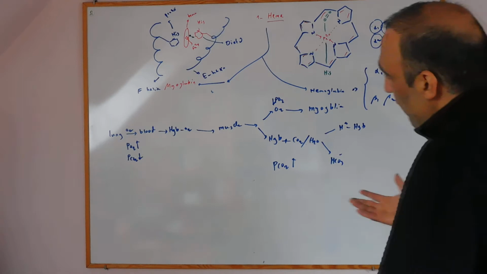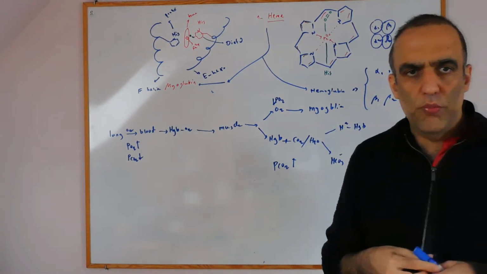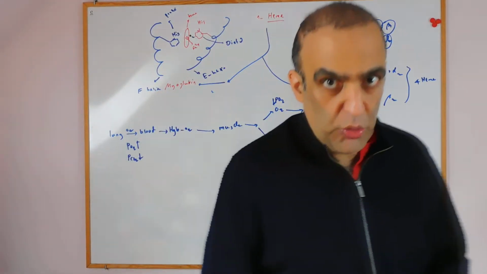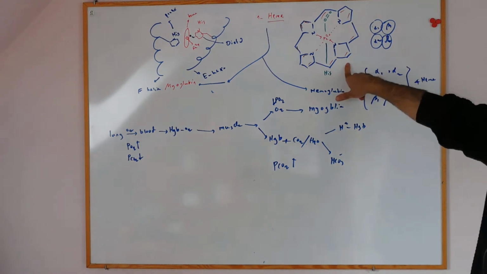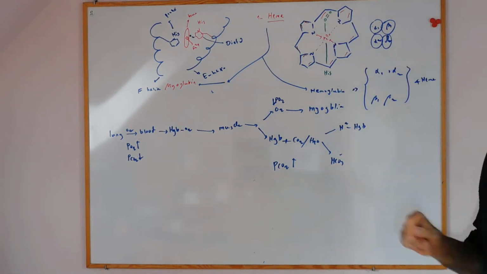When oxygen binds to the hemoglobin, for example, we have 4 moles. In this case, the configuration of the hemoglobin structure changes. As you see here, we have a heme, and the iron can bind to the oxygen.